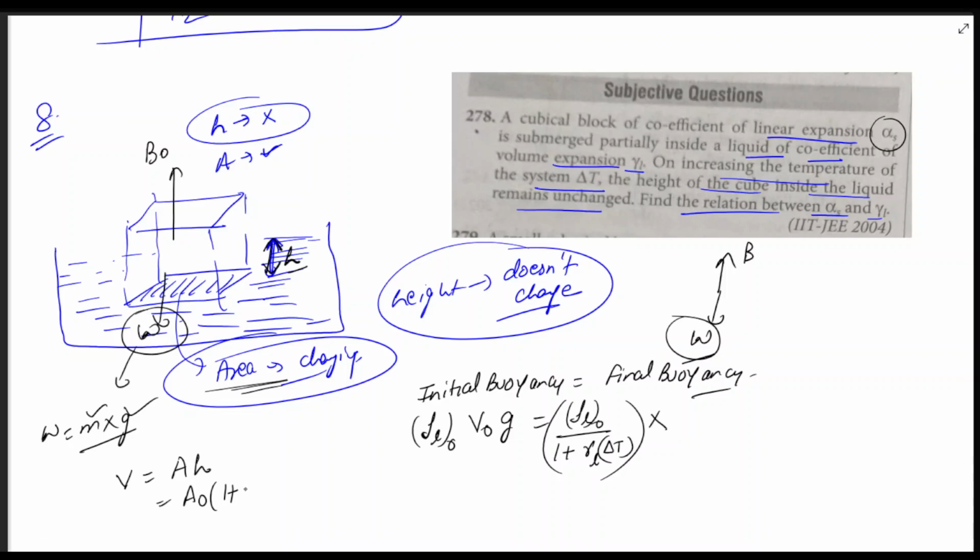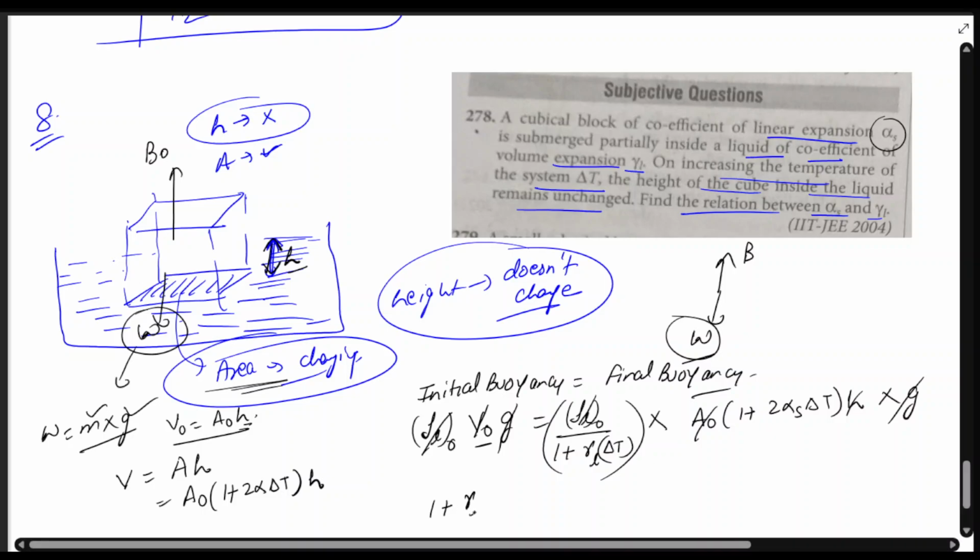So for areal expansion, it will be 2 alpha delta T. So we simply write A naught (1 plus 2 alpha of solid delta T) into H into G. So G will cancel, and we know V naught is what? V naught is actually A naught into H. So V naught will get cancelled, because the change in height is not there, only the area is changing. And rho naught L will get cancelled. So clearly this will go here.